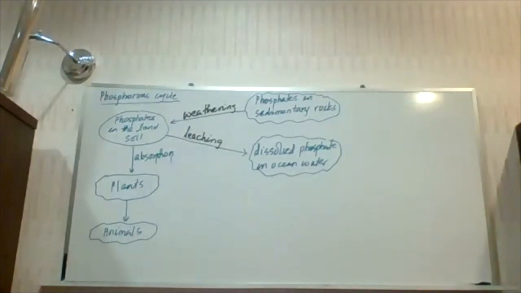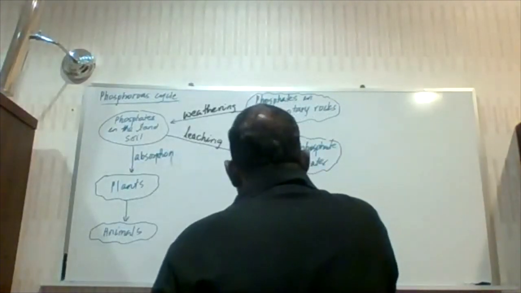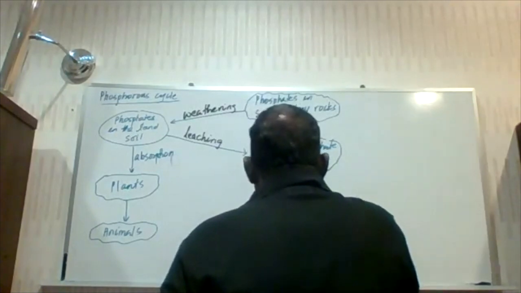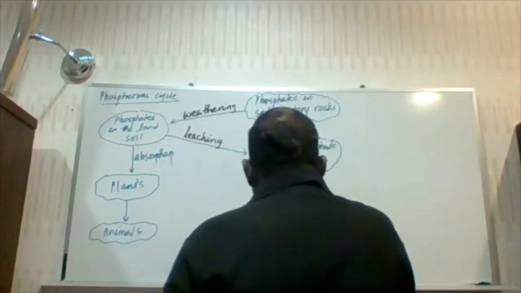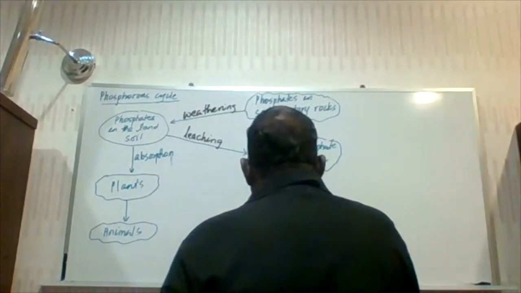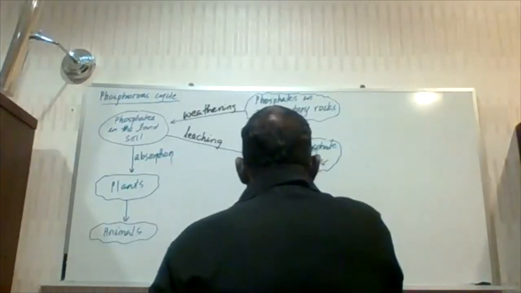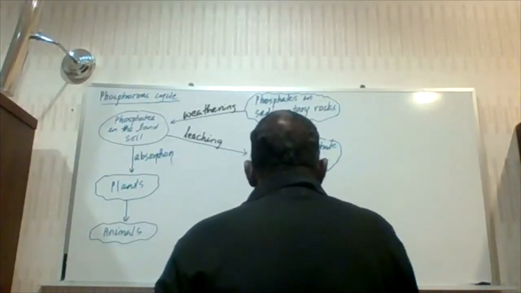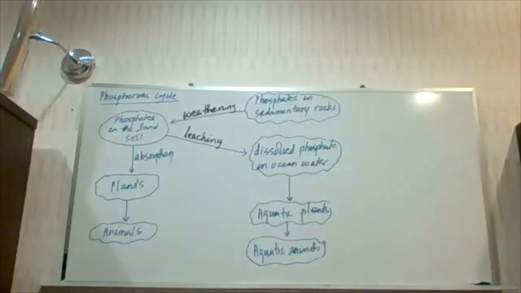So meanwhile, in the dissolved phosphate in the ocean water, you have what we call aquatic plants or marine plants. They will absorb them. So this is aquatic plants. These aquatic plants are then eaten by marine animals or aquatic animals. All right, it is now inside there. So you already got that. Okay, so it's there. So now what will happen?